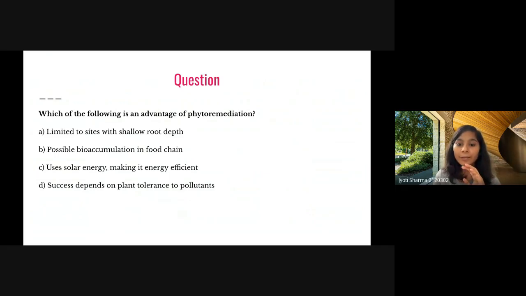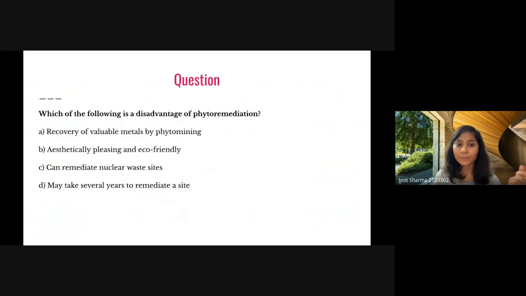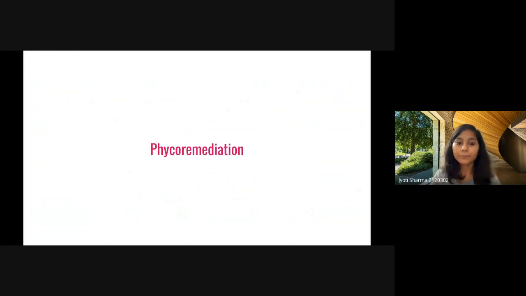Advantage of phytoremediation is it just uses the solar energy, and this is making it energy efficient. But the disadvantage of phytoremediation is it can take several years to remediate a site, because we have to grow the plant, then the plant will take a lot of years for the growth and for the extraction of your metal ion. Phyto means plant and phyco means algae.